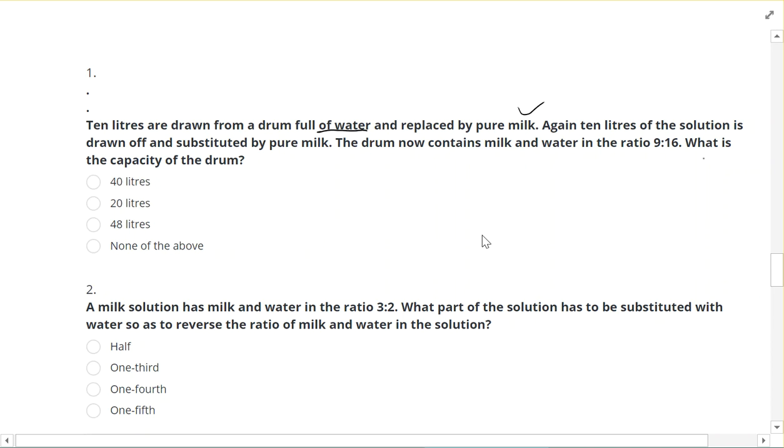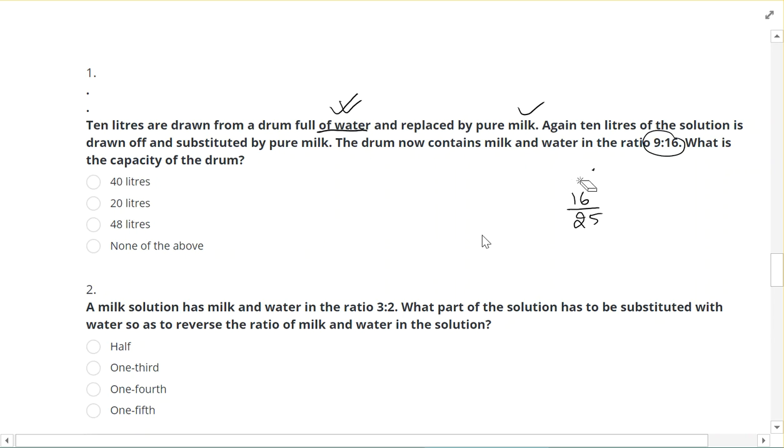Okay, let the capacity be A. Milk and water is in the ratio 9 is to 16, but originally there was water. So water and milk is in the ratio 16 is to 9, and the remaining water proportion is 16 by 16 plus 9, that is 16 by 25.